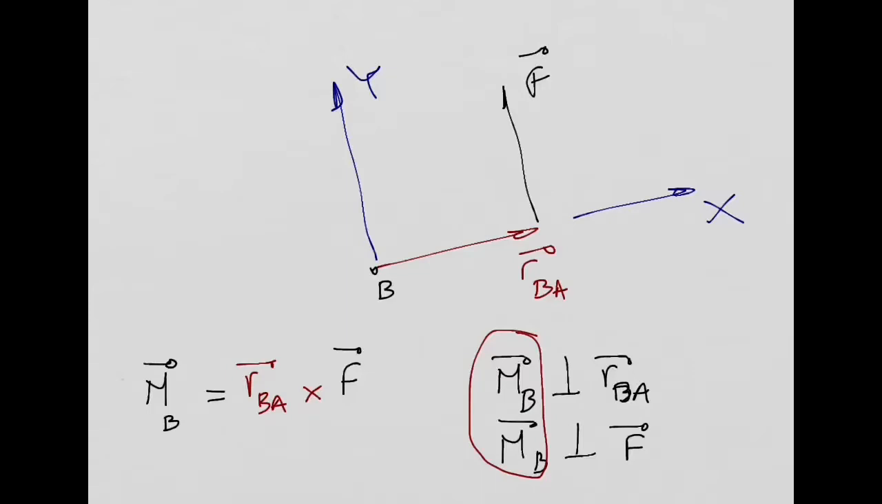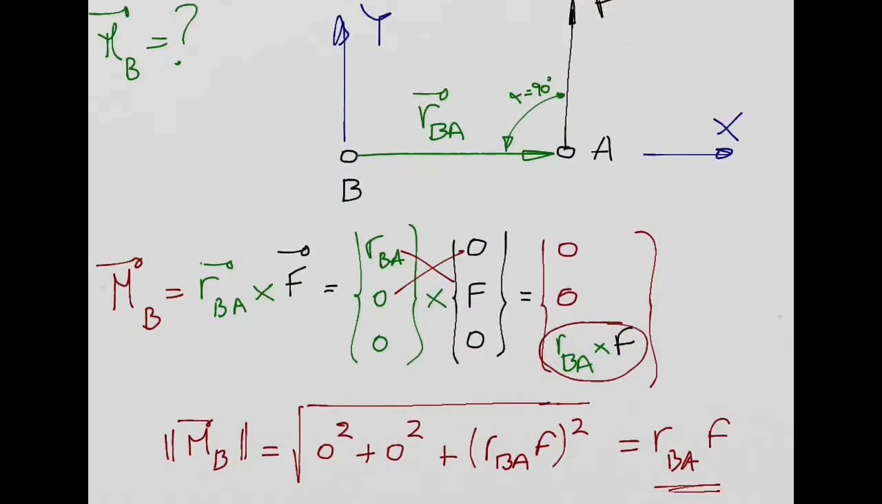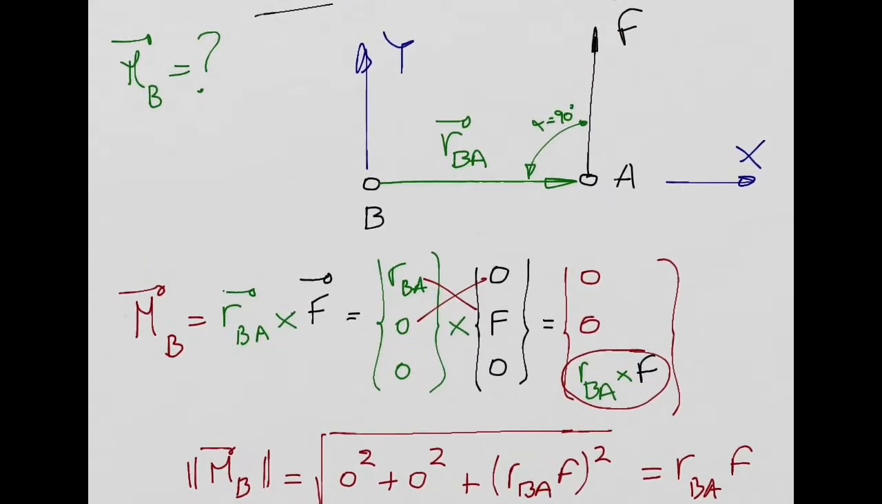Oh, it comes from the property of cross product. I showed you last week, and I show you in this example as well. Look at this example here. We did the cross product of the position vector with the force vector.